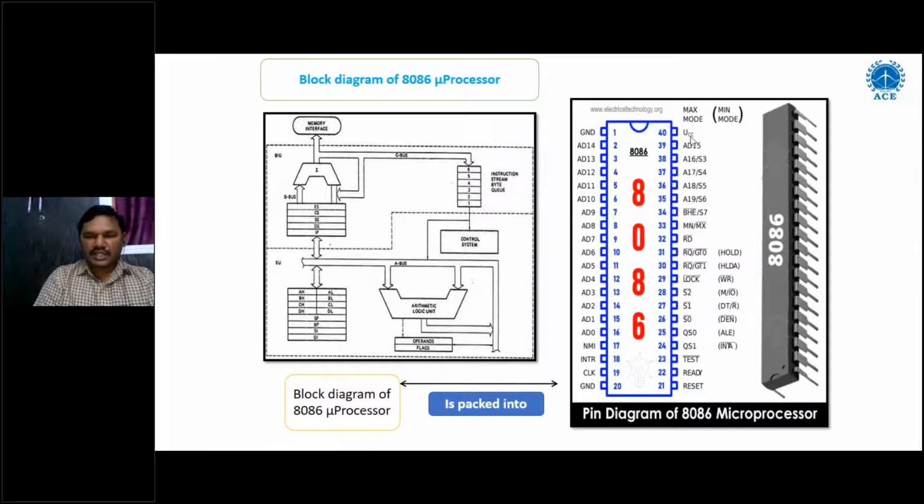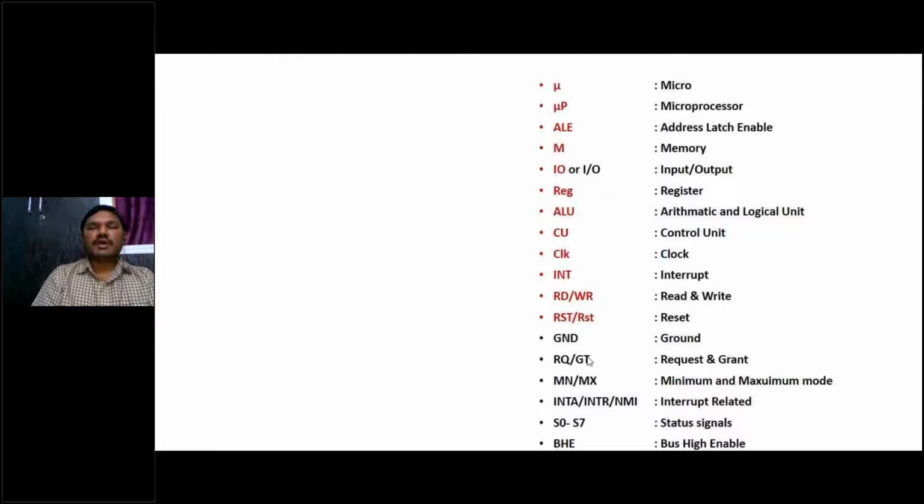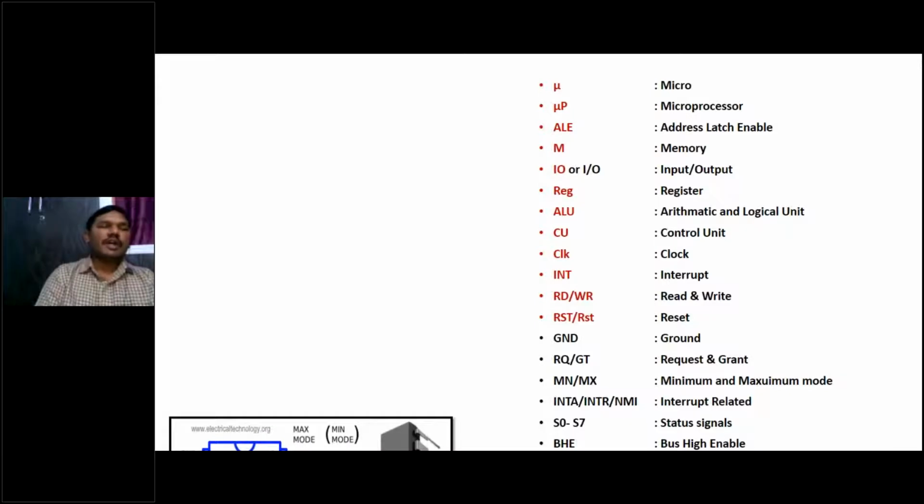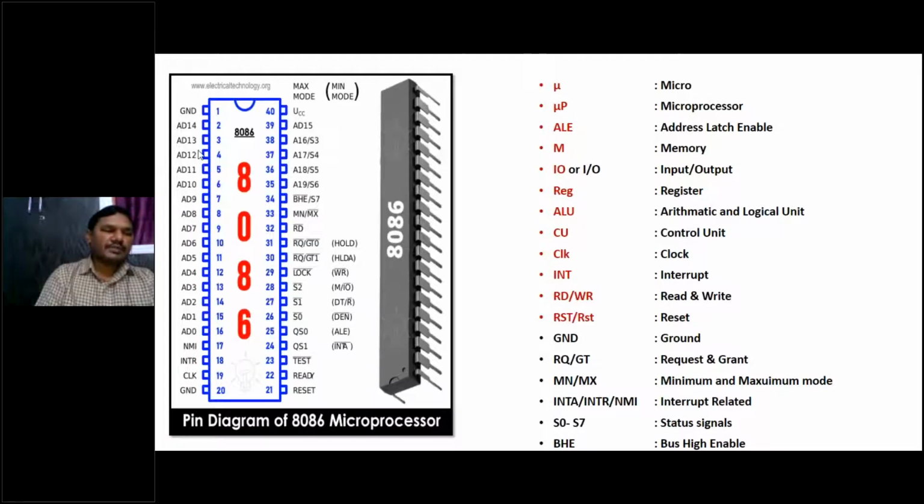This is called an IC, and each pin has its own specification, which I'll explain. It is packed into 40 pins. This is the terminology of the 8086 microprocessor: mu means micro. Here we have 40 pins. The first pin is the ground pin, the second to 16th pins are address and data pins, and the 39th pin is also an address and data pin. 8086 has 20 address lines and 16 data lines.